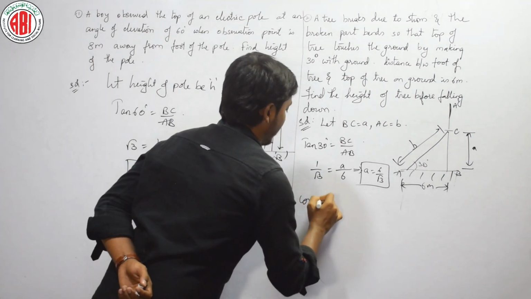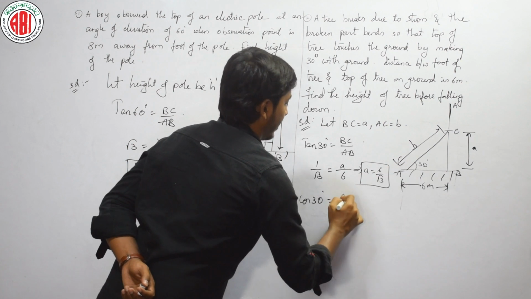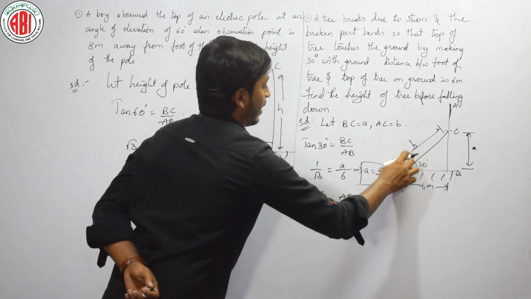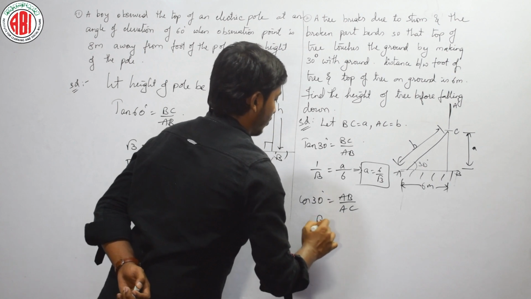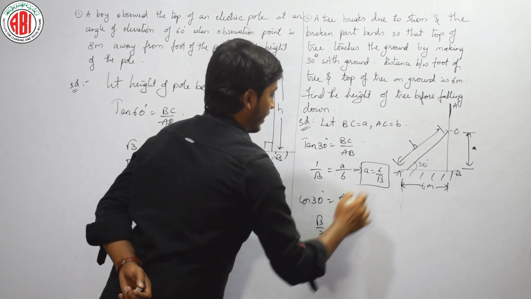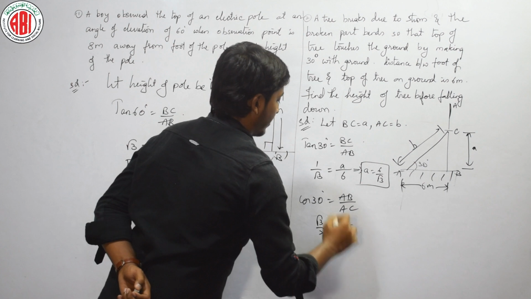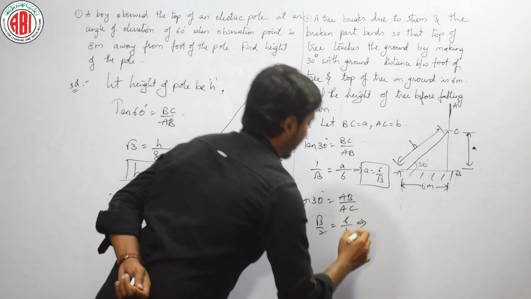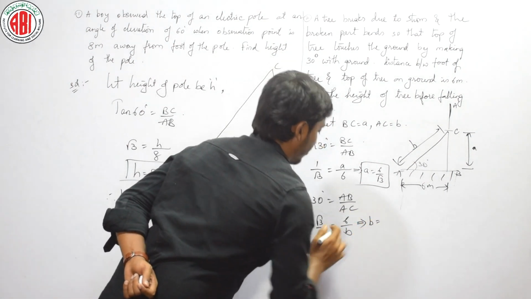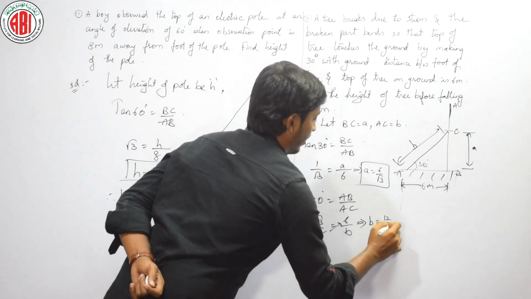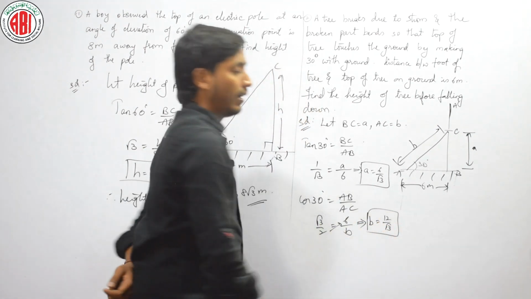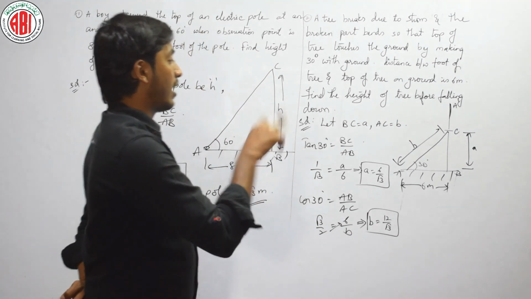That is cos 30. Cos 30 is adjacent AB by hypotenuse AC. Cos 30 is root 3 by 2, adjacent is 6, hypotenuse is B. Therefore, my value B is equal to 6 into 2 is 12 by root 3. Is it right? Therefore, what is the total height?